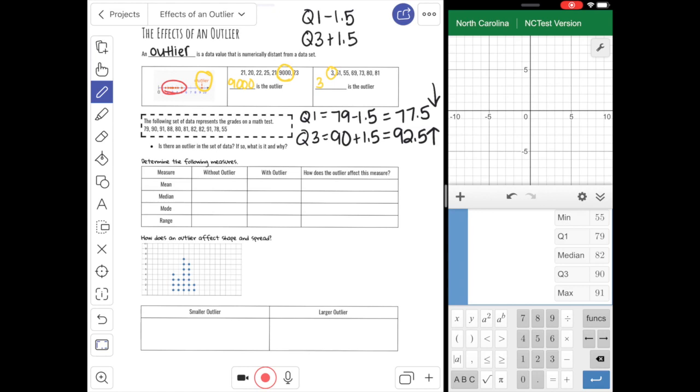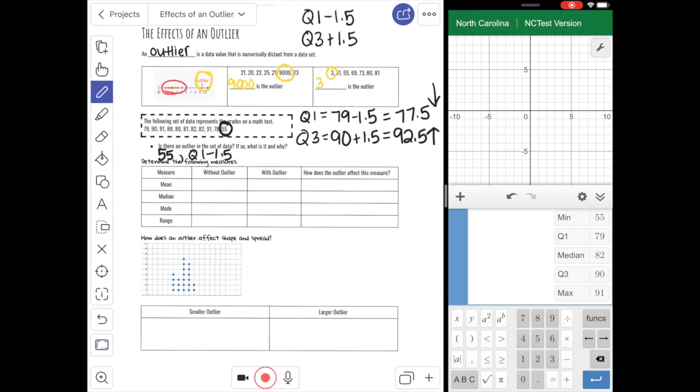If I look at my numbers, I'm looking for numbers that are below 77.5, which I found is 55. And is there anything above 92.5? I do not see that. So we have an outlier. My outlier is 55, and it falls below the Q1 minus 1.5. That's the reason why.